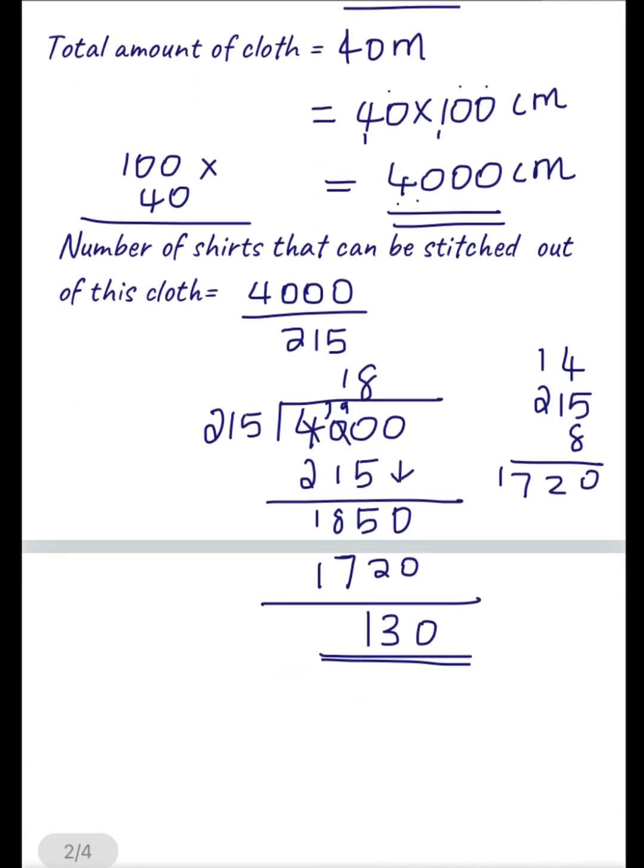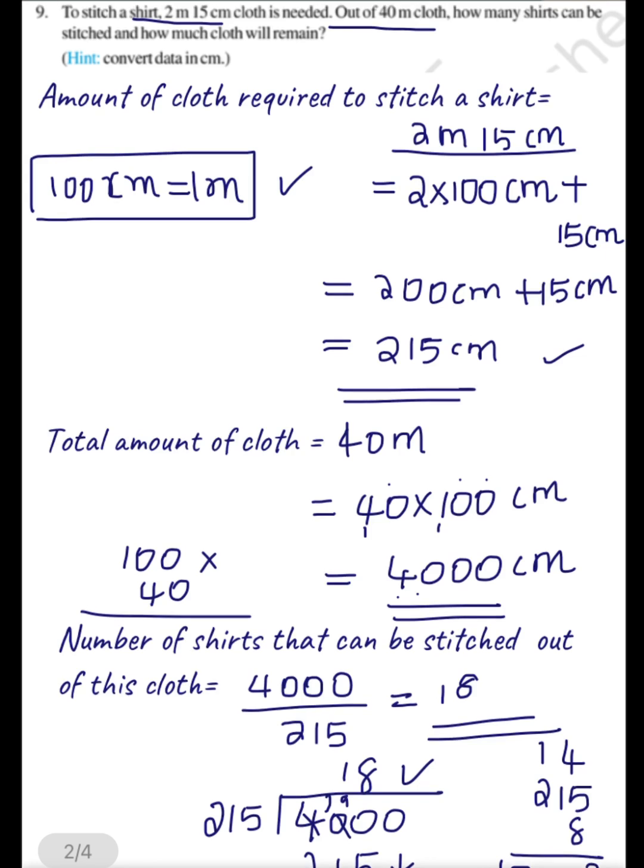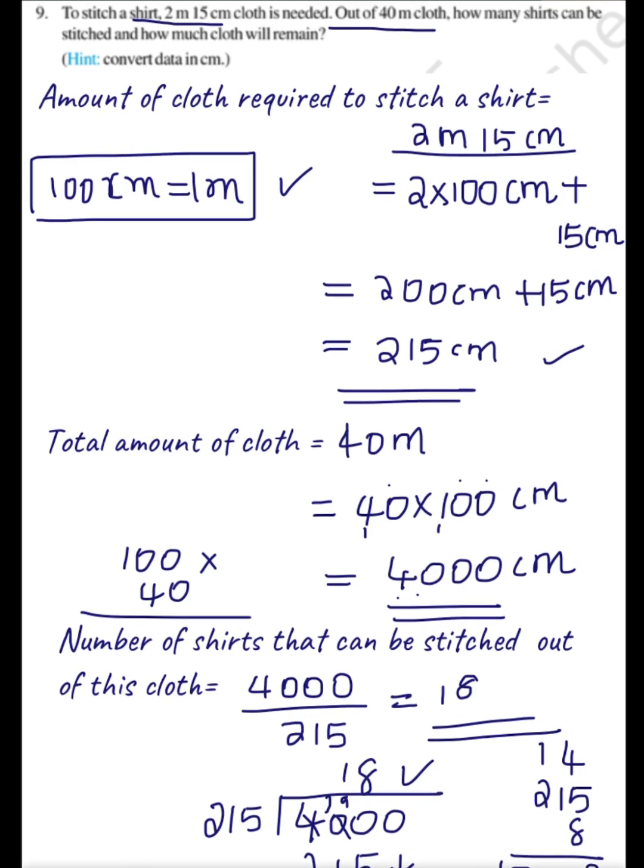That means what is the answer that we got? 18 is the quotient here. So our answer will be 18. So 18 number of shirts can be stitched out of this cloth. So the answer for the first question is answered. That is, the number of shirts that can be stitched out of this cloth is equal to 18.